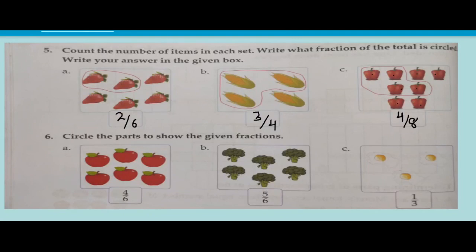Okay, so in the same way here you have to circle the parts to show the given fraction. 4 by 6. So 4 by 6 means 4 parts you will circle out of 6 parts. Very easy. Yes, B and C you can do it yourself because it is very easy one.